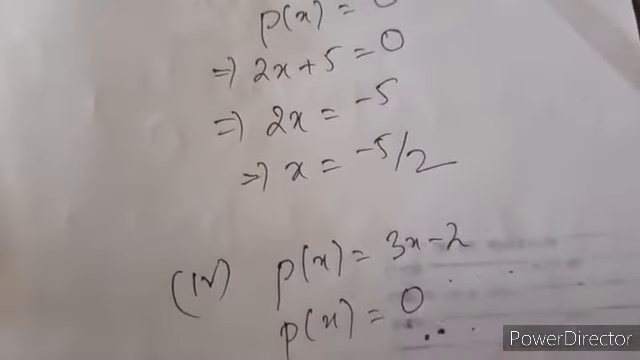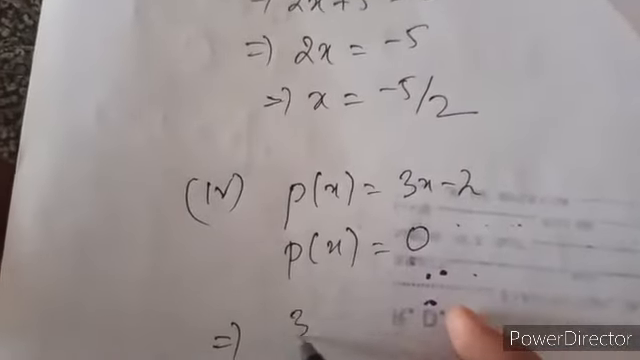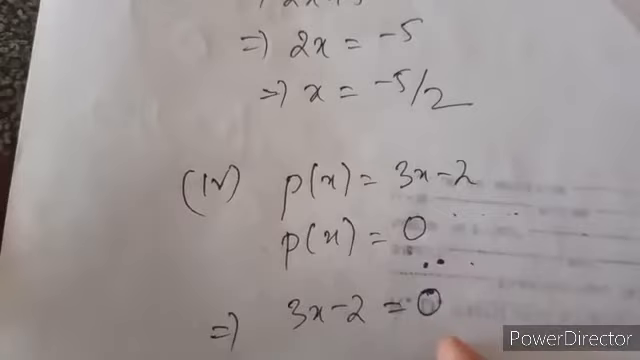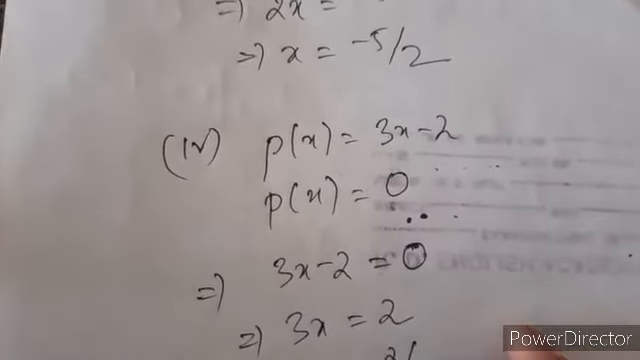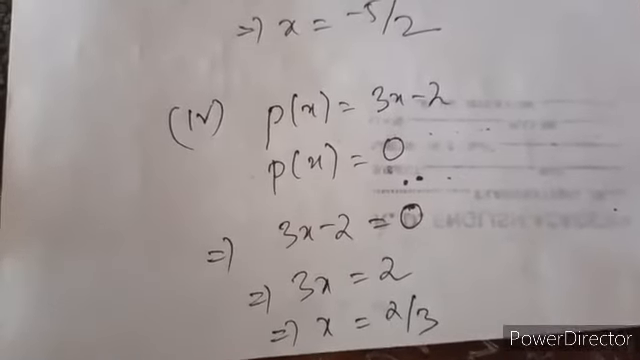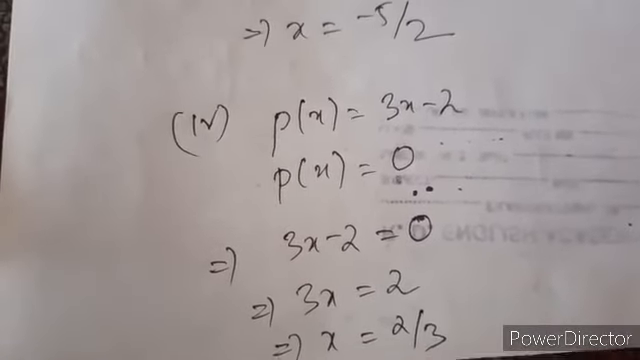Okay. Similarly, for the fourth question, p of x equal to 3x minus 2. So p of x equal to 0. Then simply you can write 3x minus 2 equal to 0. That means 3x equal to 2. So your x value is coming to be 2 by 3. So in this way, you can find the value of the 0 also.